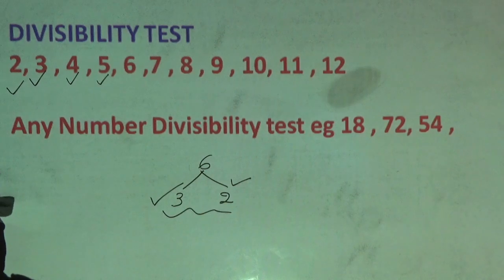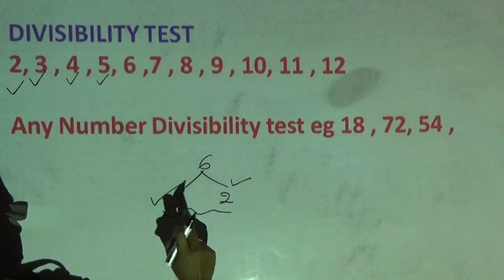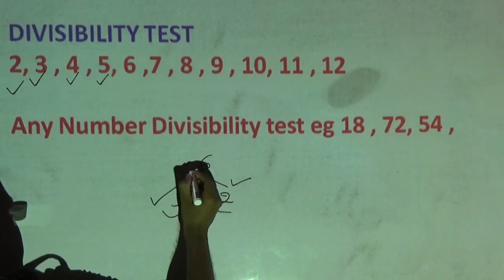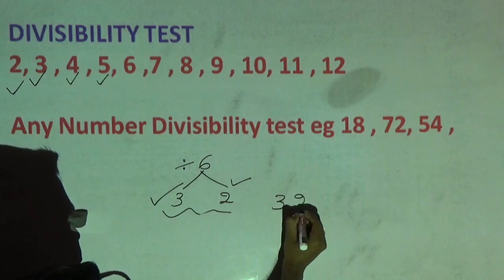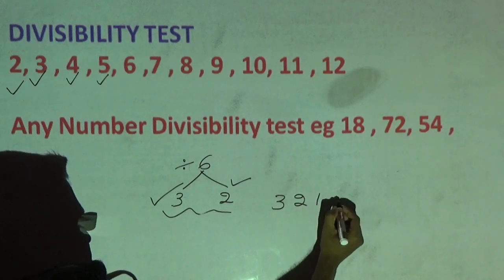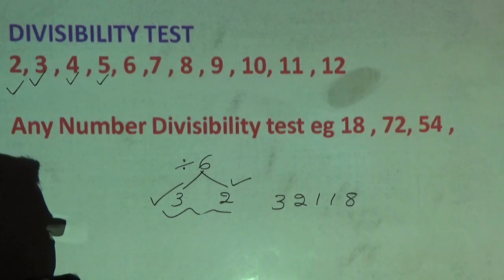Okay, I will explain later why it should be divisible by only 3 and 2, not other numbers, for divisibility by 6. Okay, I will give an example now. 32118. Now, I want to check whether this number is divisible by 6 or not.